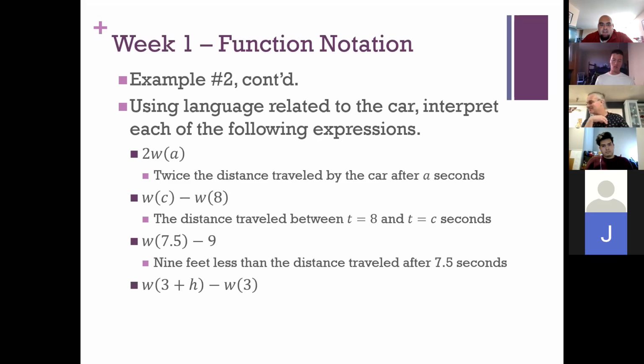Distance traveled over an interval of H seconds. Distance between 3 seconds after H seconds and the distance traveled in 3 seconds. That's good. Dong says the change in distance from T equals 3 to T equals 3 plus H. A lot of these look really good.